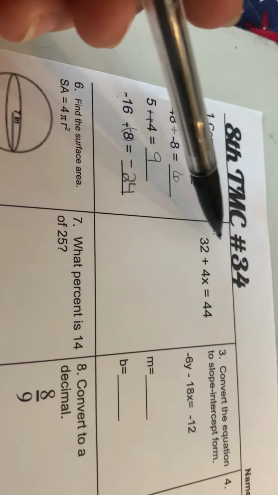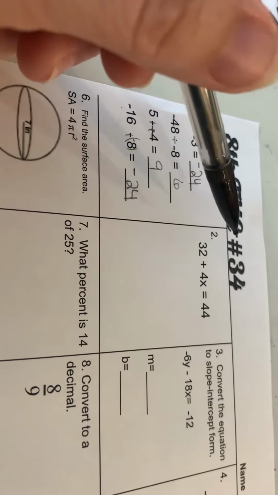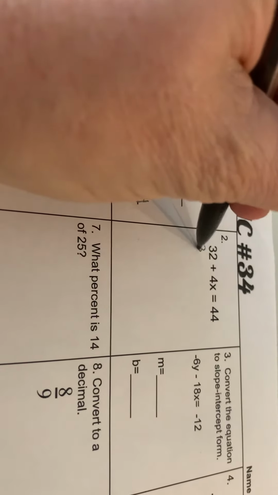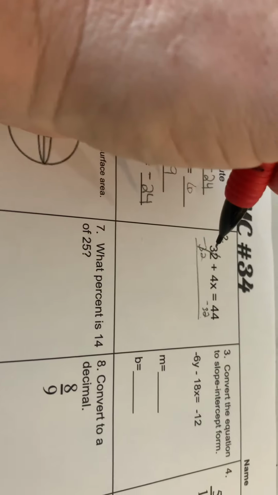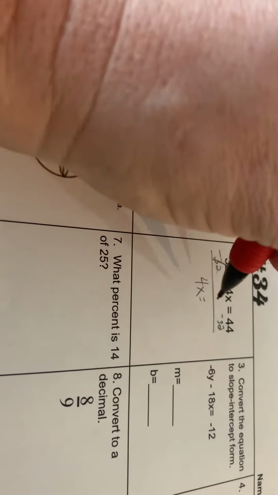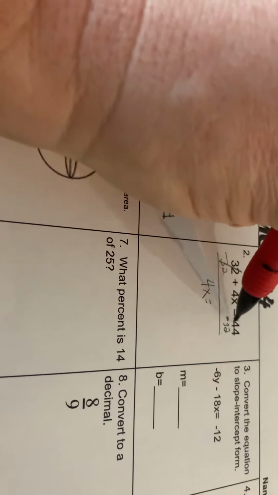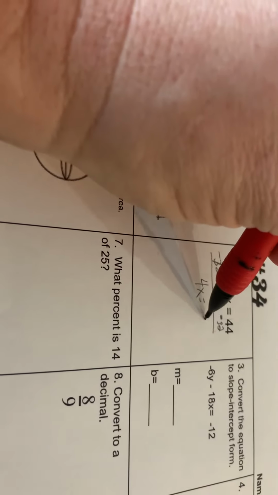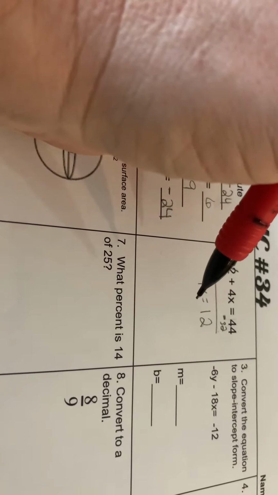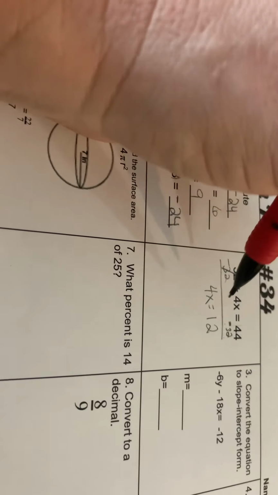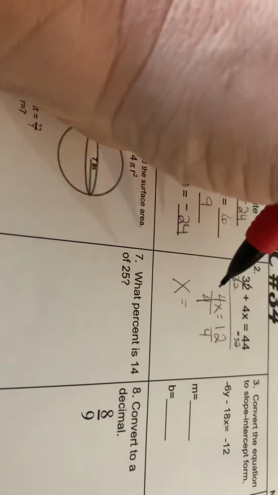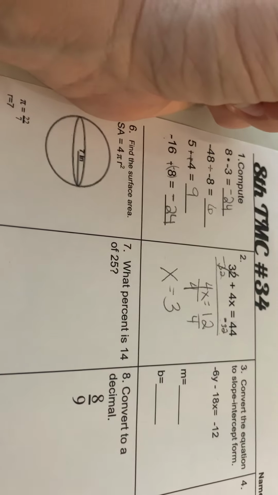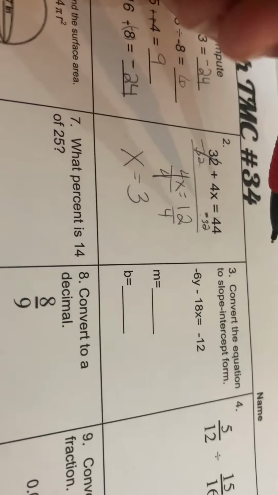For this next one, you have to get the constants on one side, the variables on the other, so you're going to subtract both sides by 32. It cancels that out. So now you have 4x equals, and you have different signs here, so you're going to subtract here. You have 44 minus 32, which is 12. You're going to divide both sides by 4 to isolate the variable. So x equals 3.